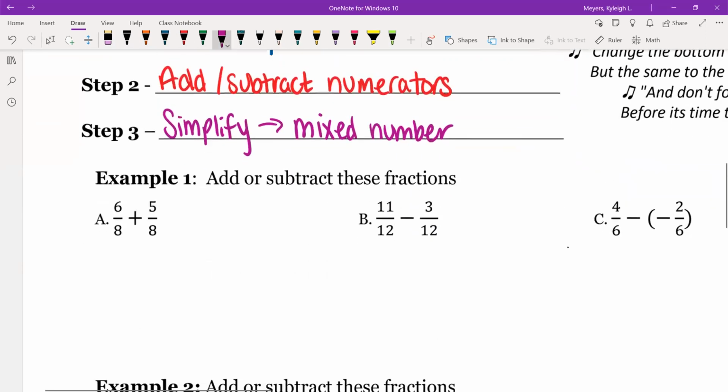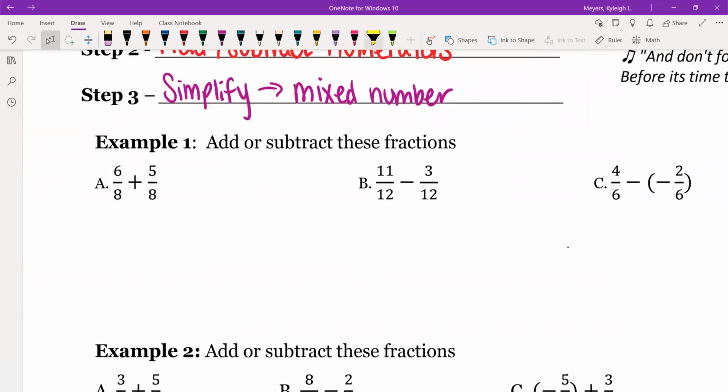Okay, so let's look at the first example. Do these have common denominators? Is it the same number in the bottom? Yes, so then all we do is just look at the numerators, just the numerators. So what is 6 plus 5? 6 plus 5 is 11. Our denominator just comes along. And then we have 11 pieces of 8. We want to write that as a mixed number.